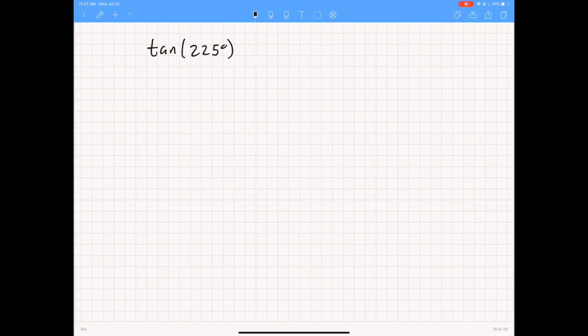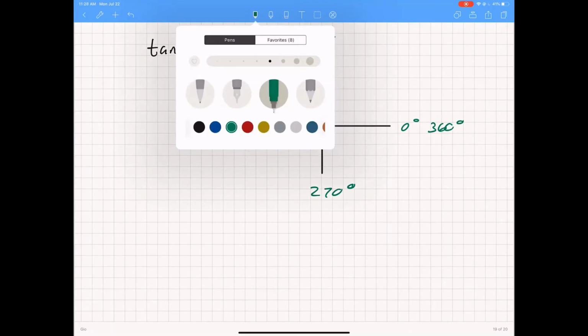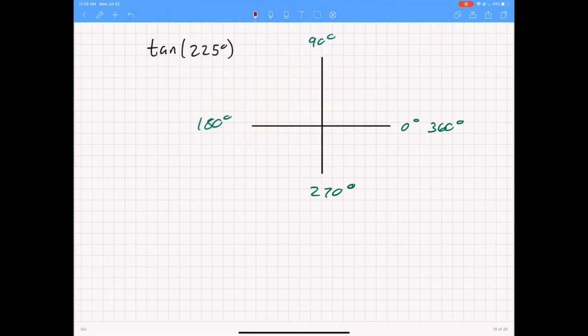So let's approach this next problem here. Tangent of 225 degrees. Now again, I'll just draw out my coordinate plane. And I'll actually label all the angles on my coordinate plane. 0 degrees, 360, 90, 180, and 270. So our angle of interest is 225 degrees. I can see it's somewhere in the third quadrant here.